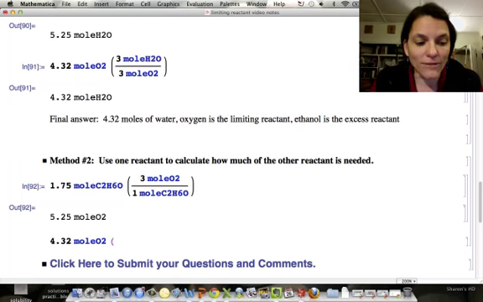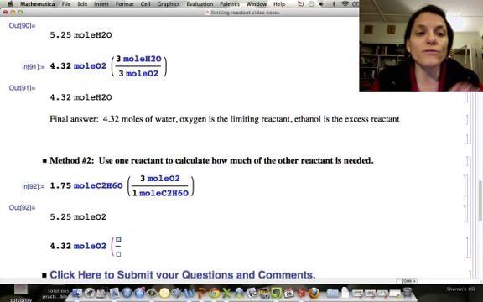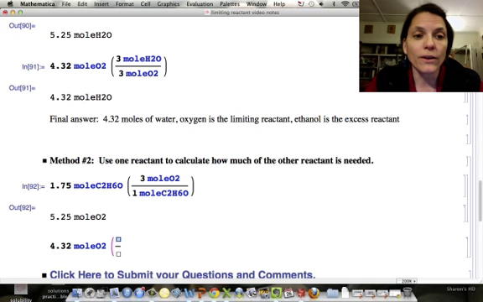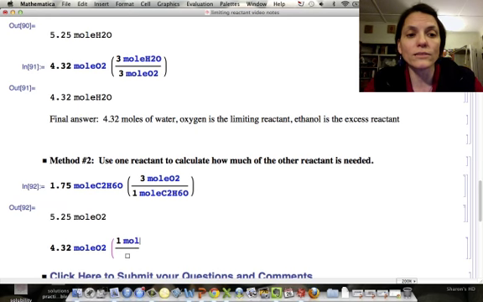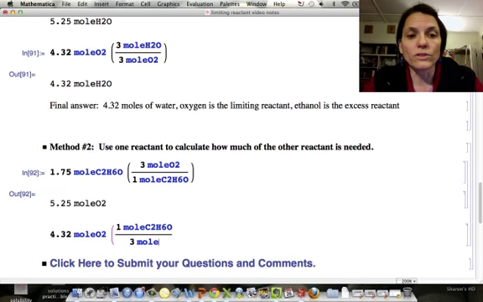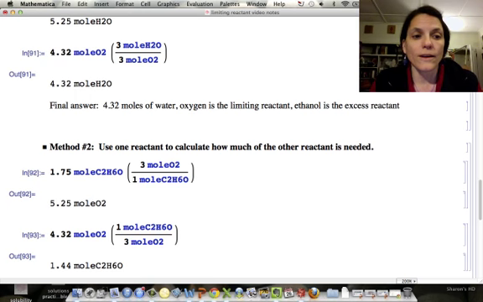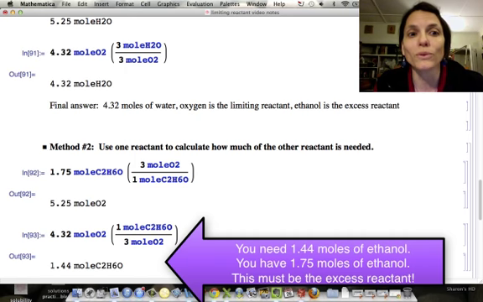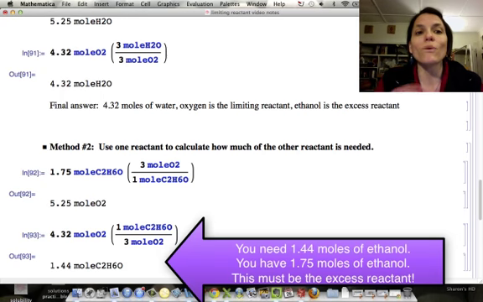Hey, why don't I do the other half anyway, just to prove to you that it works. So if we start with that amount of oxygen, let's figure out how much ethanol we need to react completely. So for every 1 mole of C2H6O, we need 3 moles of oxygen. And we find out that to react with all the oxygen, we need 1.44 moles of the ethanol. But we started with 1.75 moles of ethanol. Notice that we have more ethanol than we need. So again, either one of those 2 calculations in method 2 points to the same answer. Oxygen is the limiting reactant.